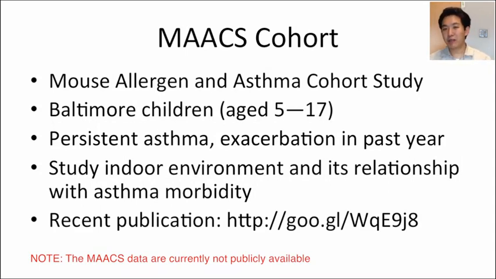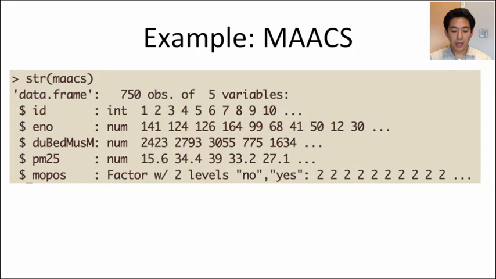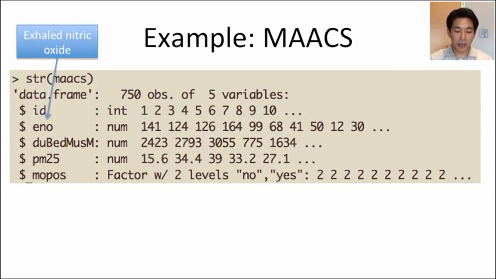If you're interested in seeing what a little bit of this was about, we have a recent publication, and I give the link here. So here's a little bit of the MAACS data. You can see that there are 750 observations, and I've just put 5 variables here for the sake of demonstration. One is the ID variable. The second one is the eNO. Exhaled nitric oxide is a measurement that we take that roughly corresponds to a level of pulmonary inflammation. So a large value of eNO indicates some pulmonary inflammation.